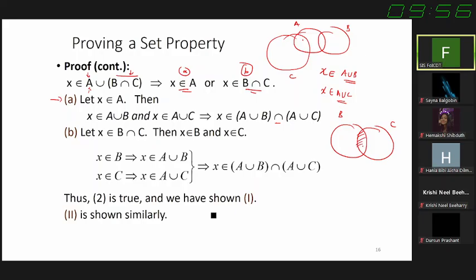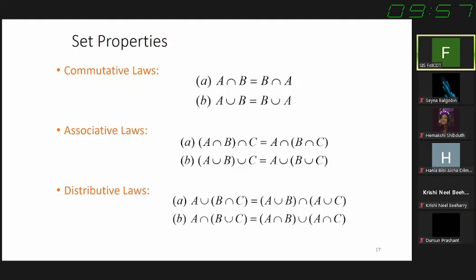So X is found here, right? It's found in both B and C. So if it's found in both B and C, then X will be an element of A union B, and X will be an element of A union C. So we have proven this as well. This shows that 2 and 1 are true. So 2 is true, and we have shown that 1 is true and the second is true. So this is how you prove equality. Obviously, you will try some exercises to understand it.